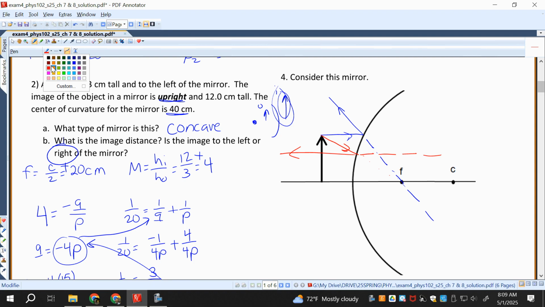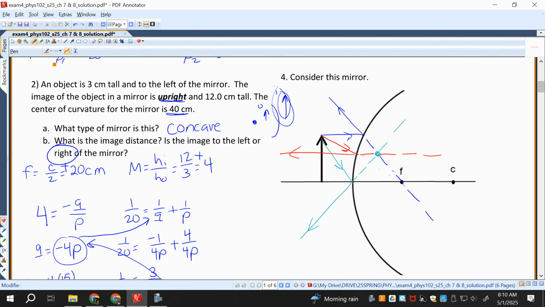I can draw a third ray if I like. The only required are 2 rays here. I can draw a ray that goes to the center of the mirror, and then it reflects back, following the law of reflection. I can trace this ray back. Notice my rays are all crossing at that point.